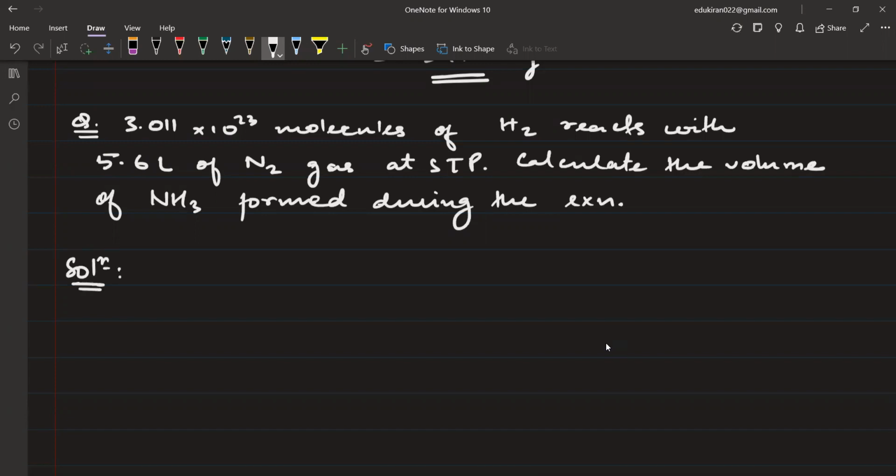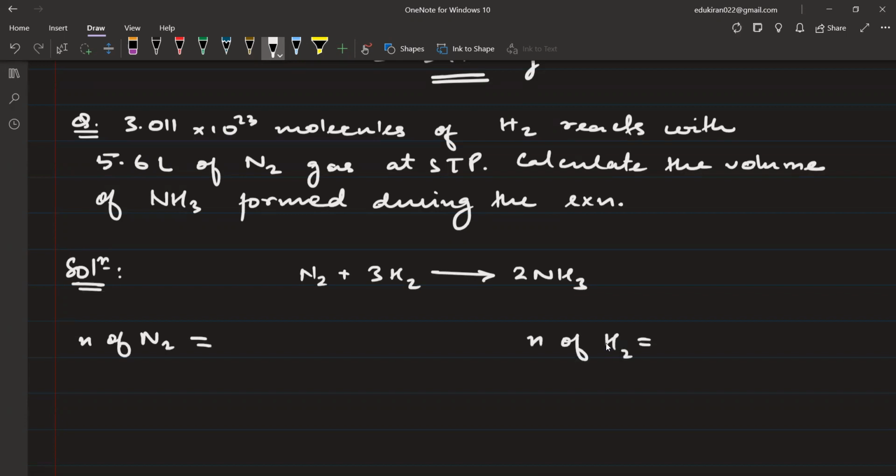Once again, you have the same reaction: N2 plus 3H2 is going to give you ammonia. First of all, you will calculate the number of moles of N2, then the number of moles of H2. For hydrogen, you take the given number of particles divided by Avogadro's number. For nitrogen, the given volume divided by the molar volume, that is 22.4 liters. Okay, please write this down.